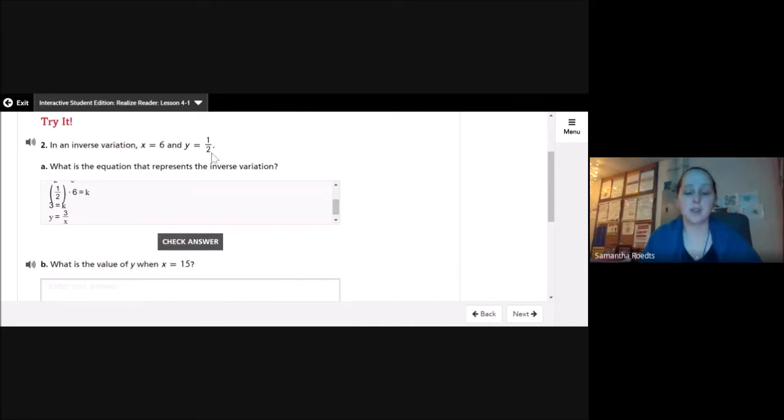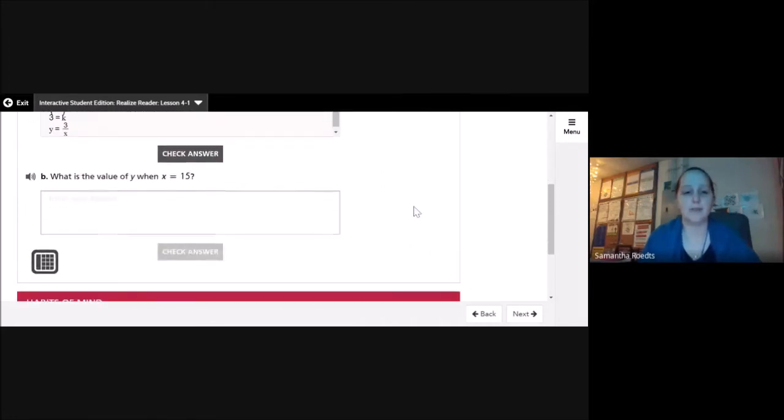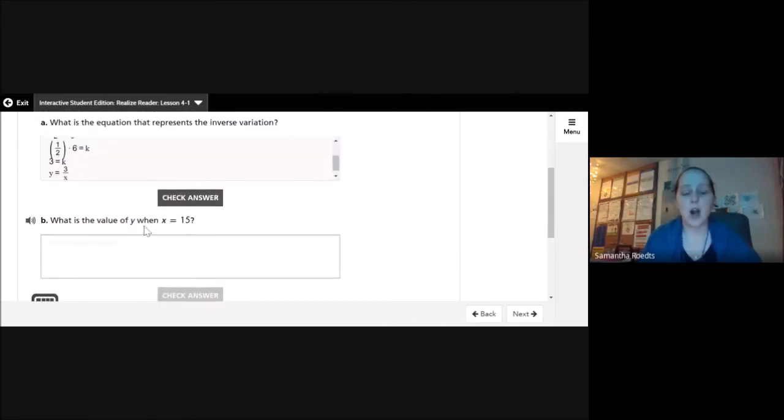Basically, I'm just multiplying these two together. That gives me my k value. And I want to know what the value of y is when x equals 15. So I have y equals 3 over x, which is y equals 3 over 15, which I can simplify to y equals 1/5.